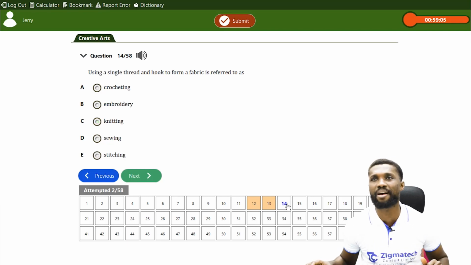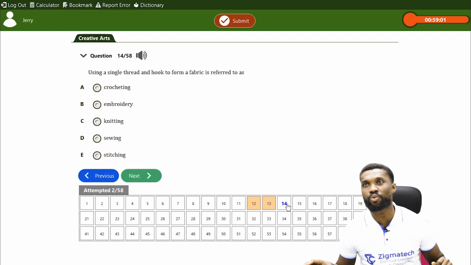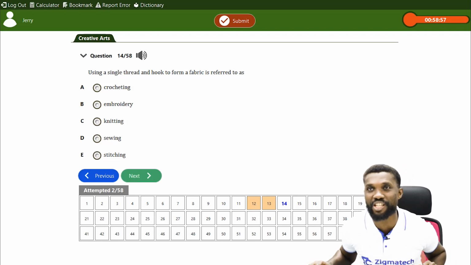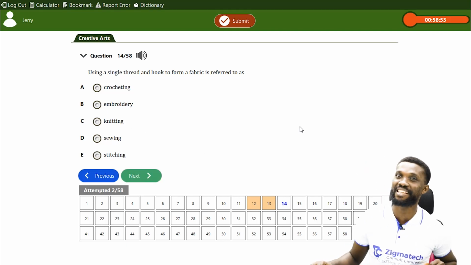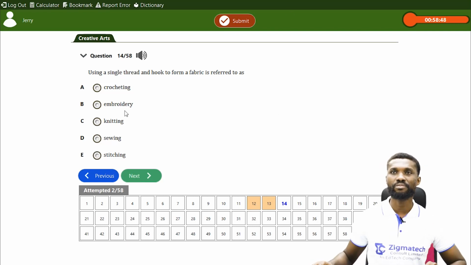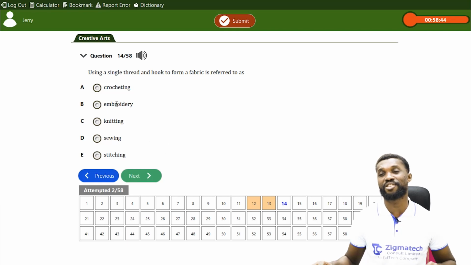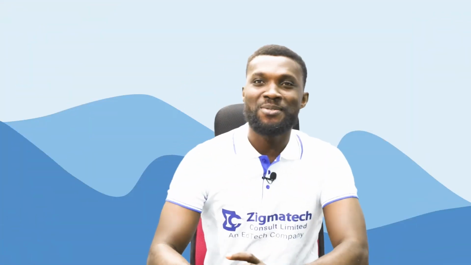And then let's see if we can try one more question. Using a single thread and hook to form a fabric is referred to as dash. A, is it crocheting? B, is it embroidery? C, is it knitting? D, sewing? And E, stitching. So which of these is a single thread and hook to make? Is it crocheting or knitting? The answer is crocheting. Thank you for participating in today's class.